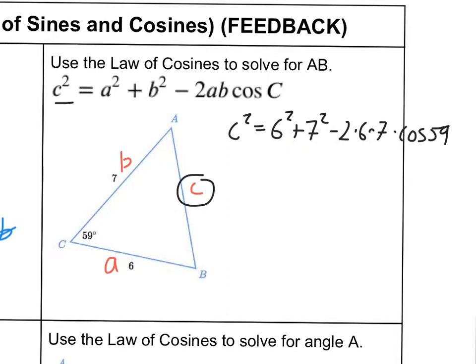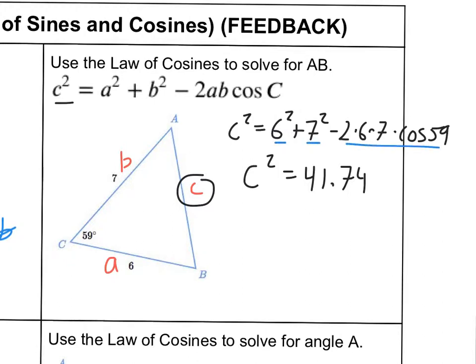Again, literally just typing that in as is. Hopefully you have a graphing or scientific calculator that you can see what you're typing. That makes this so much easier. And when you do that, you should get c squared is equal to 41.74.